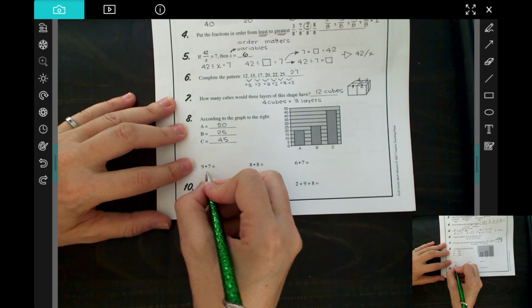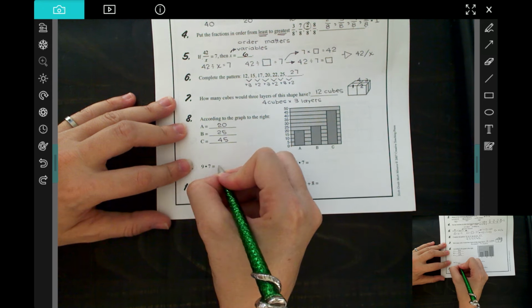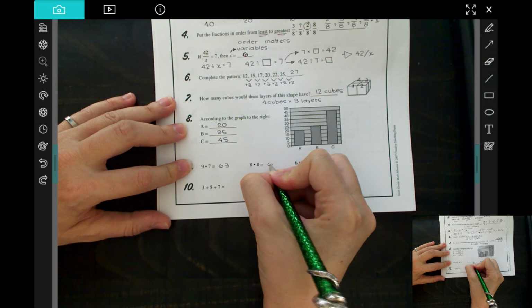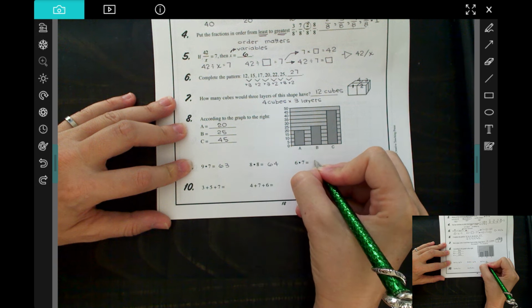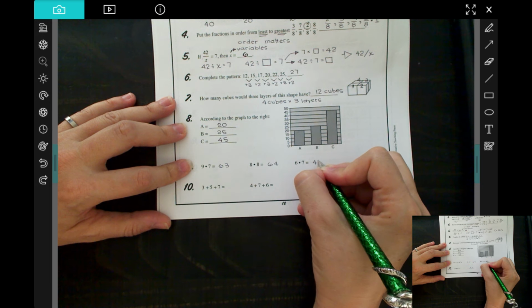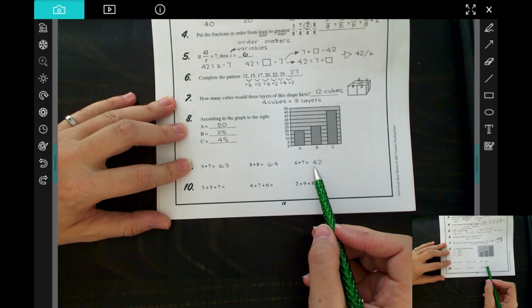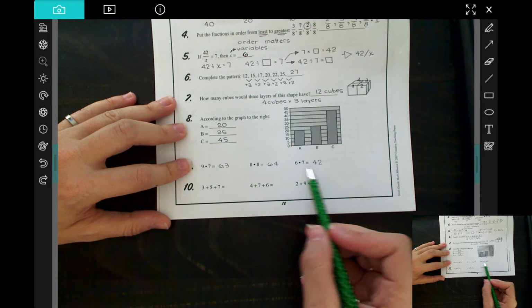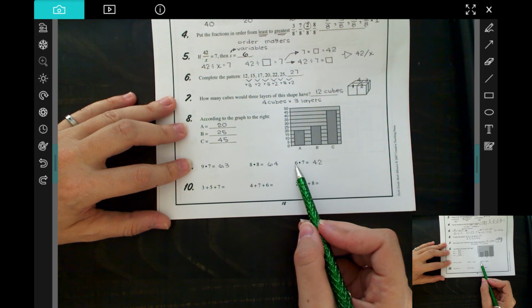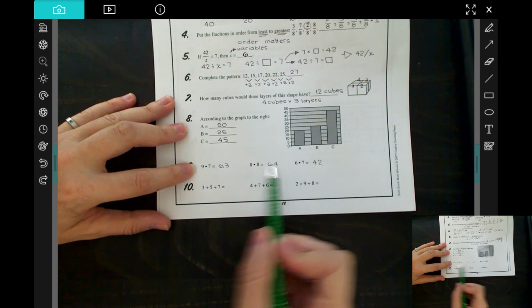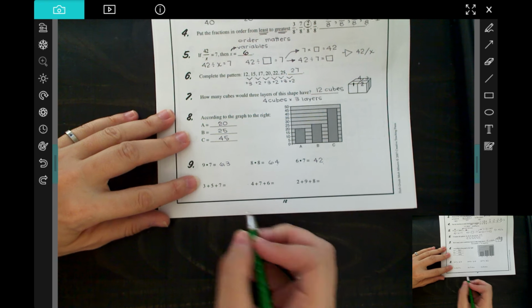Number 9 is all just straightforward multiplication. 9 times 7 is 63. 8 times 8 is 64. And 6 times 7 is 42. I had to stop and think about that for a moment because when we went 63, 64, I almost assumed that this was going to be 65. But it's not. It's way down there. 6 times 7 is 42. I had to double check and think that through. 8 times 8 is 64. And 9 times 7 is 63.